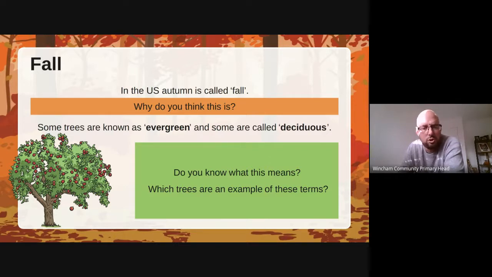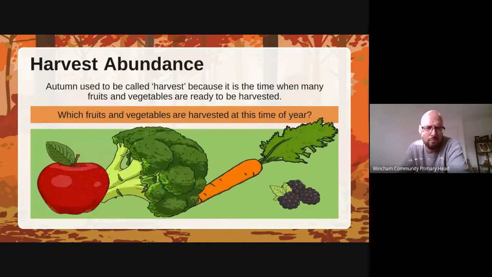So do you know a tree that's an example of one of these? See if you can have a think as a class. What do you know? So you might have, for evergreen trees, conifers, spruce trees. For deciduous trees, you might have oaks or the larch or the maple. There's loads of different types.